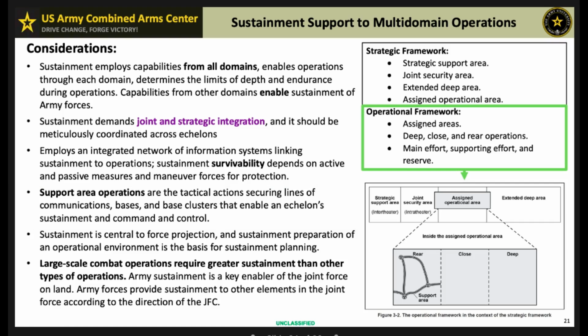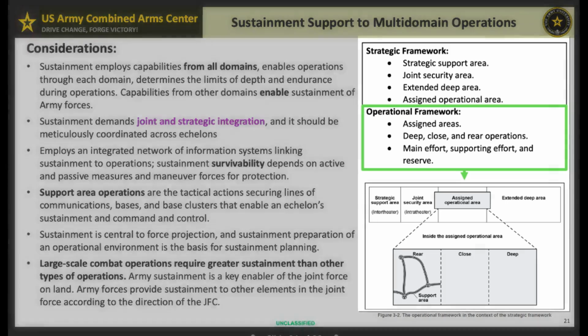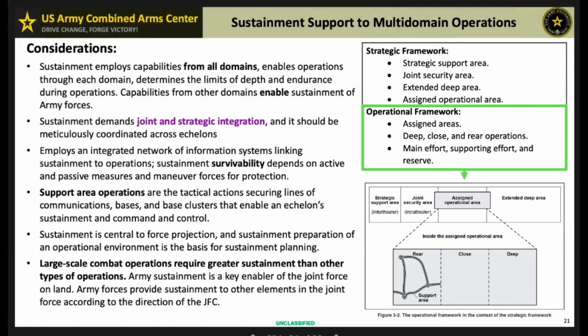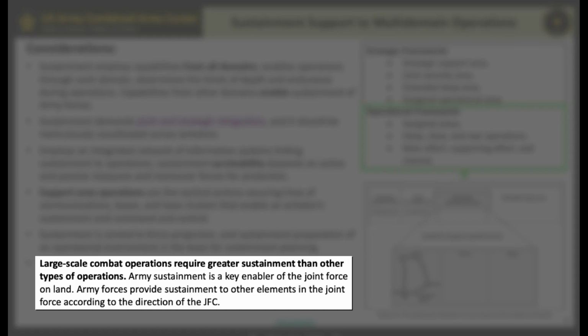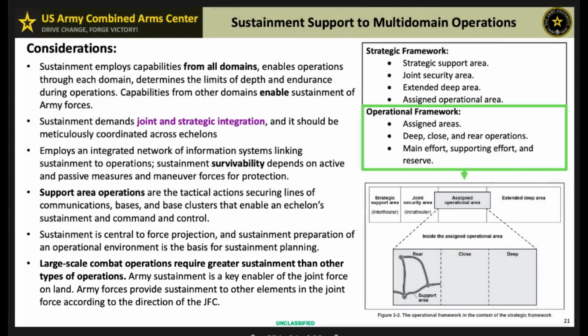In the strategic and operational frameworks on the right side of the slide, planners must align resources and sustainment requirements to operational areas. Proper coordination ensures that sustainment is delivered when and where needed, maintaining operational tempo. Sustainment is critical in large-scale combat operations requiring greater resources than other types of missions. The Army's sustainment efforts, integrated into the joint force, are key to enabling the operational reach, endurance, and freedom of action that commanders need to succeed.